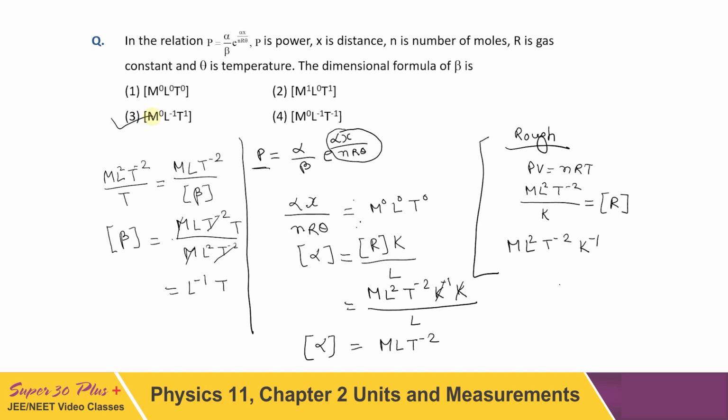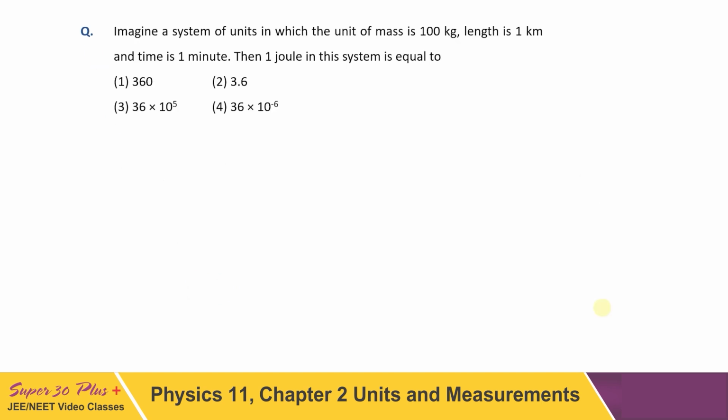Now let us do one another example. The question is, imagine a system of units in which the unit of mass is 100 kg. Here unit of mass is 100 kg. I have selected all different kinds of problems, so you will get a variety of things to be solved. Next is length. Reference is 1 kilometer, and for time this is 1 minute. Now we have to write what would be value of 1 joule in this system.